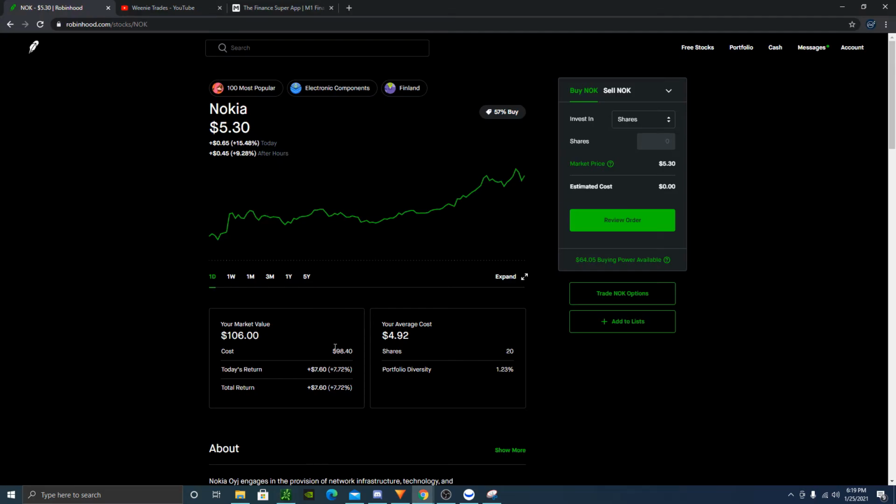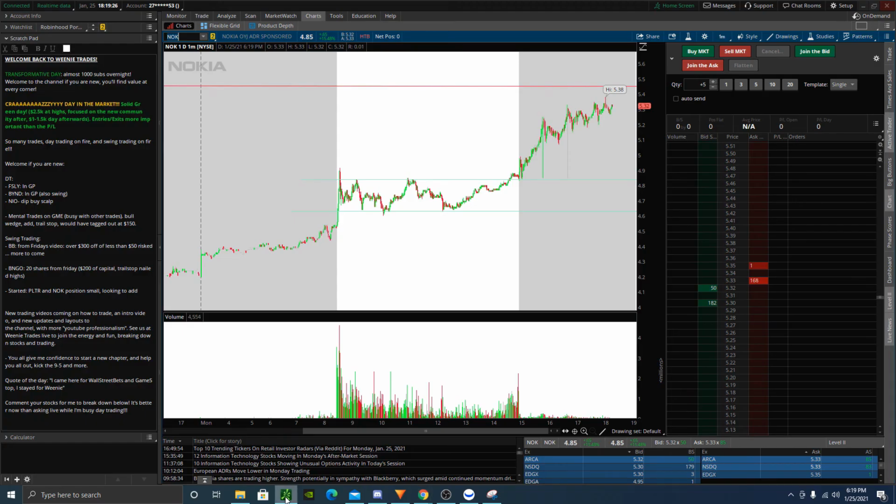Sure, I would have wished I would have sized up a little bit more, but you don't always know. I was hoping I could get a dip for more shares. Looks like the position may have to be built out. This is Weenie Trades. I can't really take $30,000 position sizes, but I'm always thinking about my downside, and I'll let the upside come naturally.